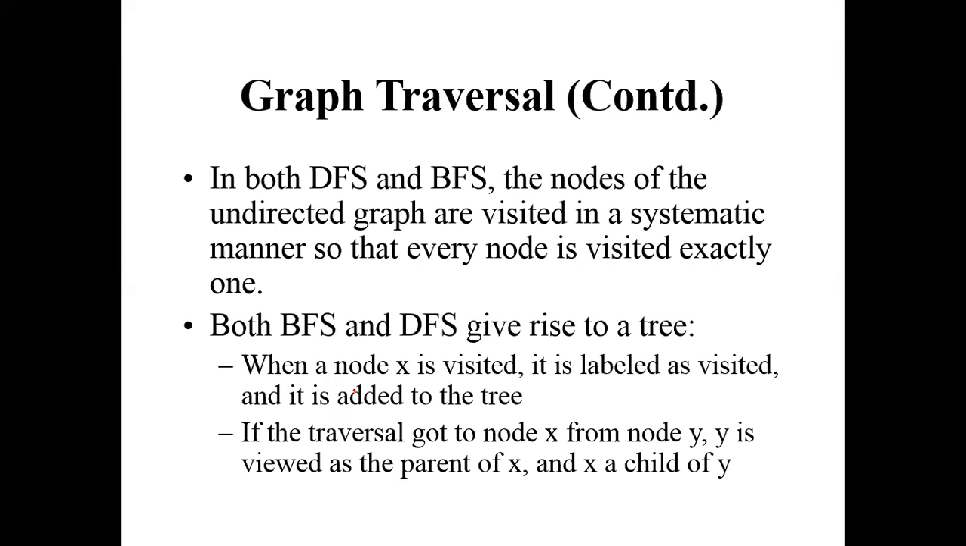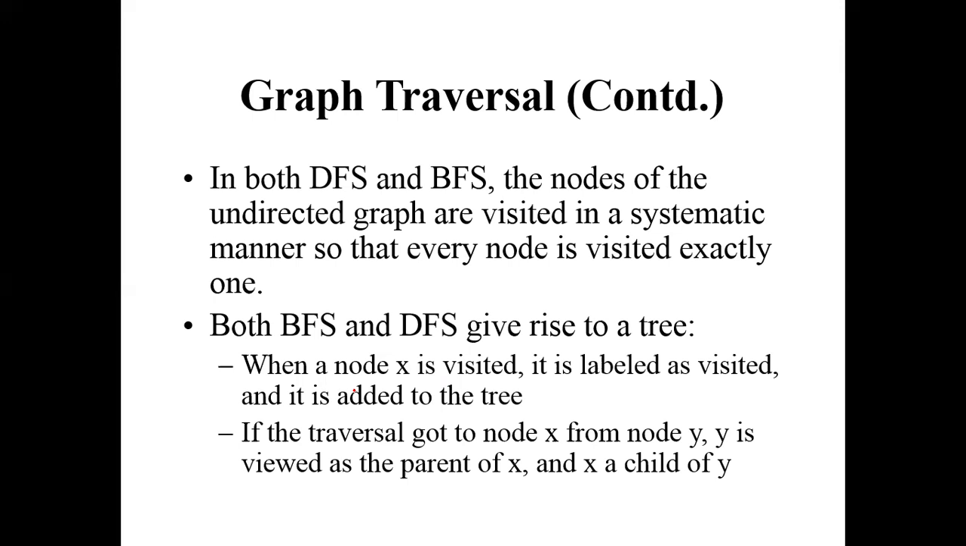In both BFS and DFS, the nodes of an undirected graph are visited in a systematic way. Both BFS and DFS give rise to a tree as the answer, where each node X is visited, labeled as visited and added to a tree. So the end product of DFS and BFS will be a tree. If the traversal got to the node X from node Y, Y is viewed as the parent of X and X will be the child of Y.